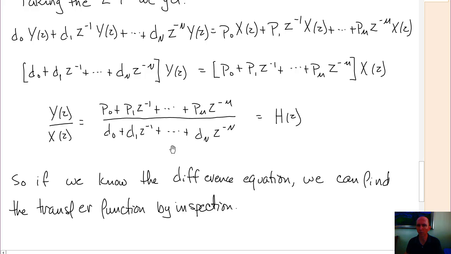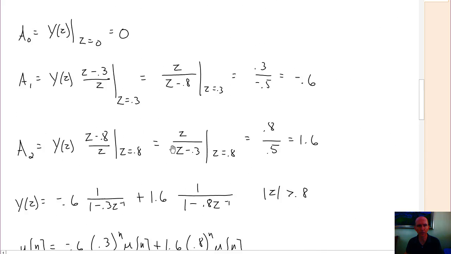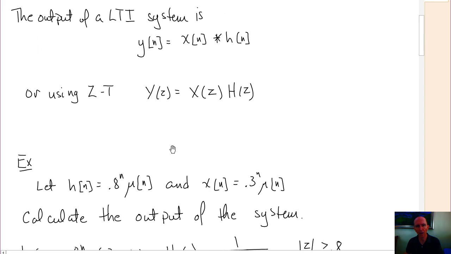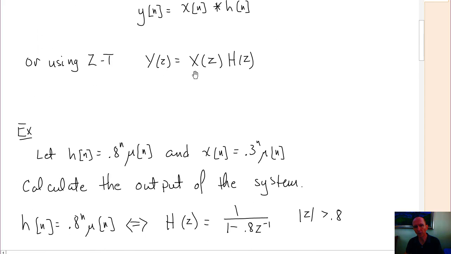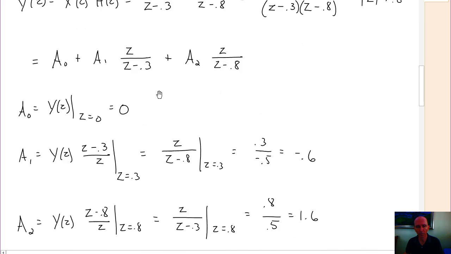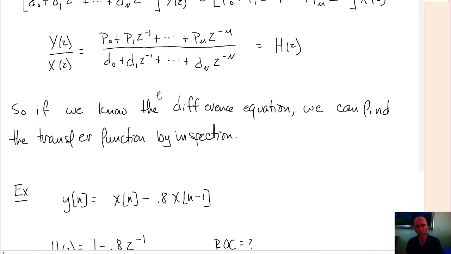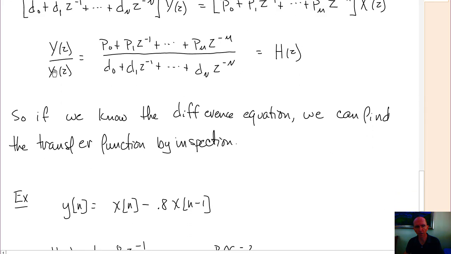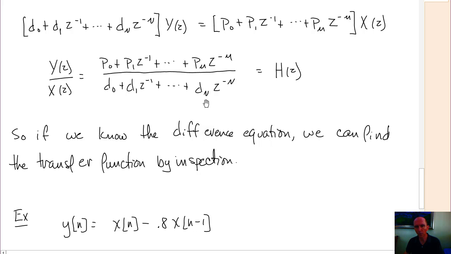Now we know from what we originally talked about at the beginning of this video, that Y of z is equal to X of z times H of z. In other words, H is Y over X. So if we come down here and say, oh, H is simply Y over X, so this is going to be our transfer function. And so if we have a difference equation, we can go directly to the transfer function.